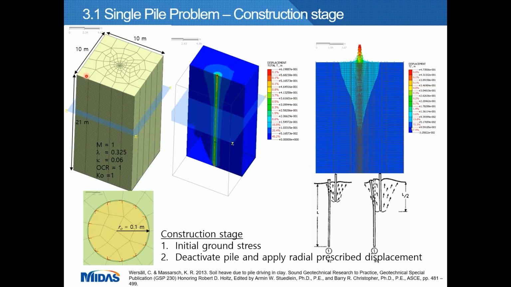This is a model for a single pile in soft clay. The clay is modeled by the modified Cam clay model. The dimension of the mesh is 10 by 10 by 21 meters in depth. The water table is 7.5 meters below ground. The initial radius of the pile is 0.1 meter, and it will be expanded to 0.4 and 0.8 meter radius. This is what the total displacement contour looks like after the expansion.